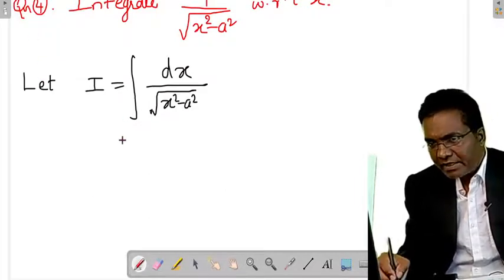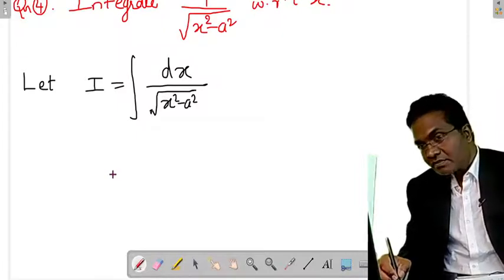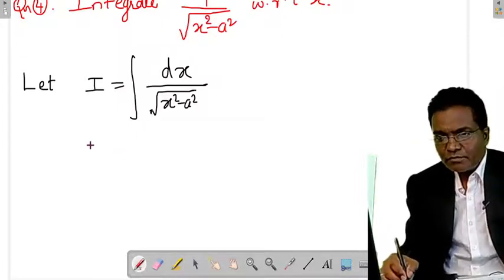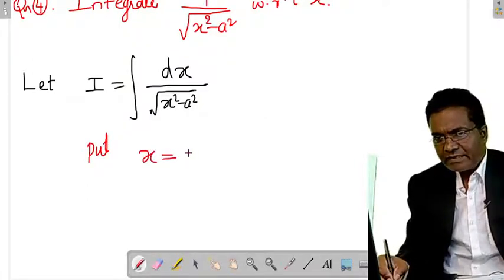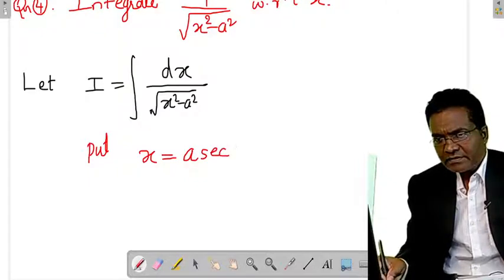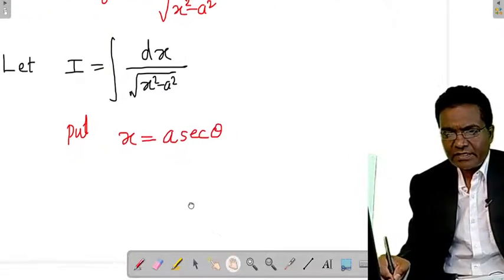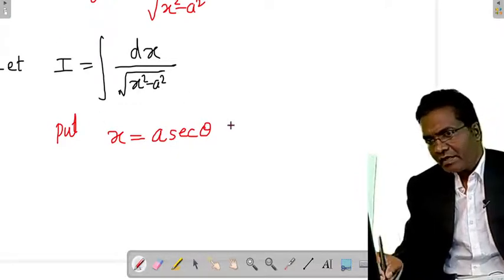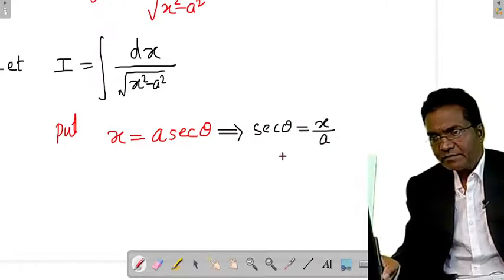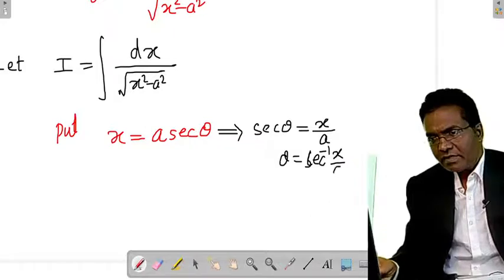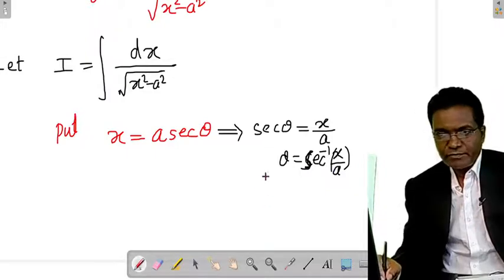So whenever you get x square minus a square, remember that sec square minus 1 is tan square. Okay, so make the substitution. Put x is equal to a sec theta. This implies sec theta is equal to x by a, and theta is sec inverse x by a. Remember this because we want the theta value.